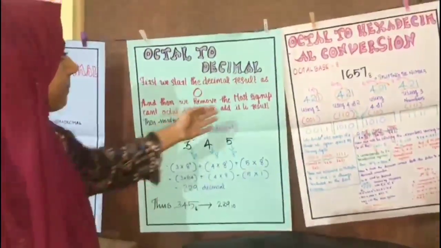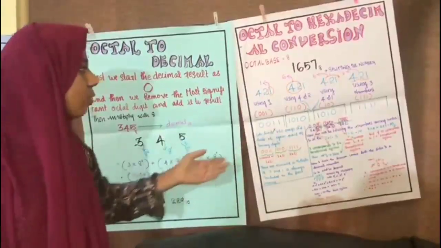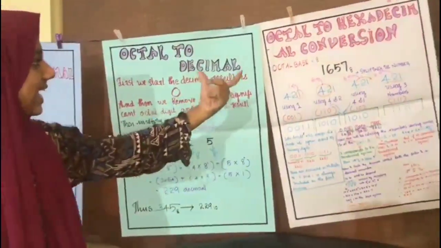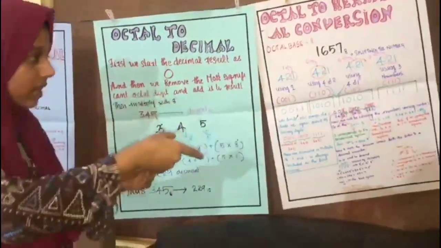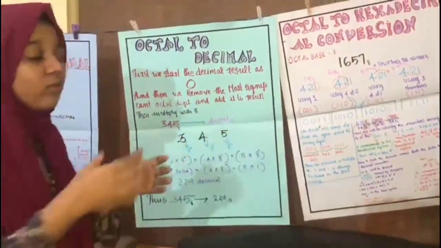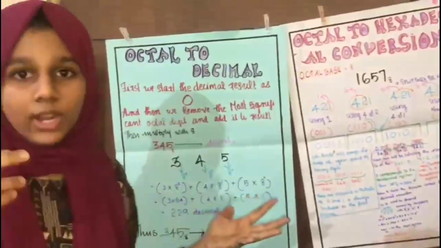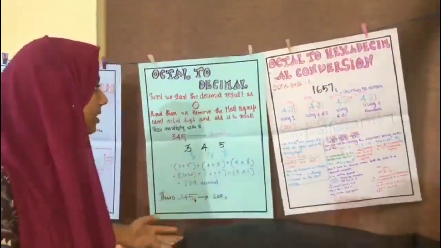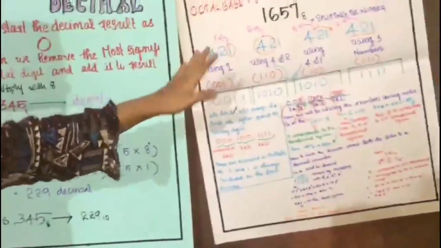For getting the number 1, we only take 1. For getting 6, 4 plus 2, so we take 4 and 2. Next, for getting 5, 4 plus 1, so we get 5. If we want to get 7, we add all three numbers. So first we used one number, then two numbers, also two numbers, then three numbers. Then you can see here 0, 0, 1, 1, 1, 0, 1, 0.